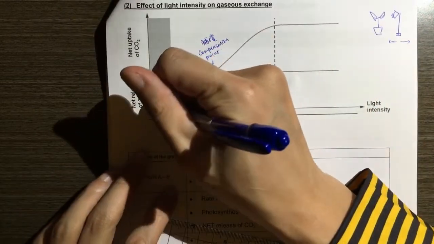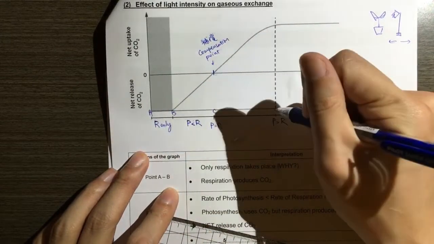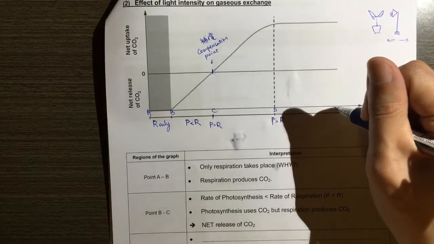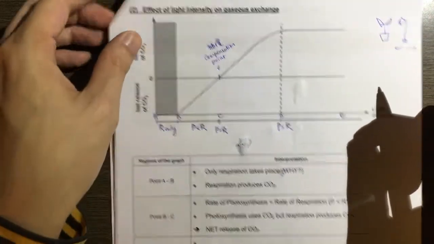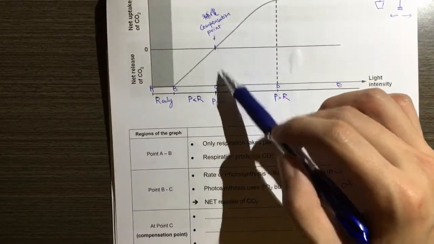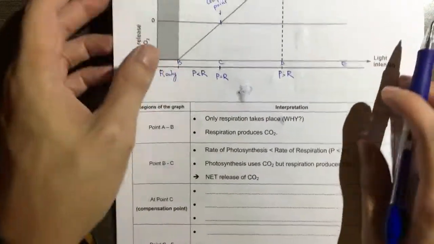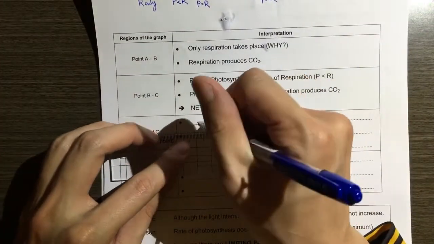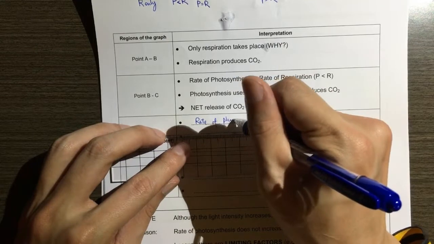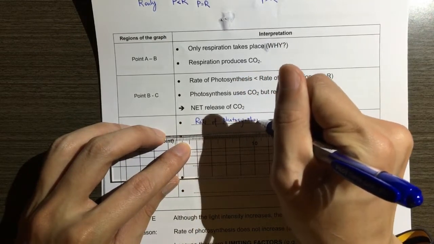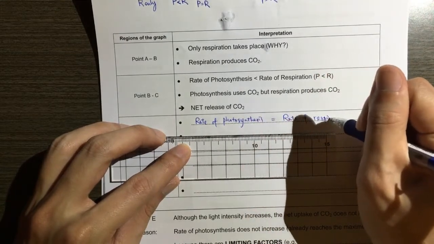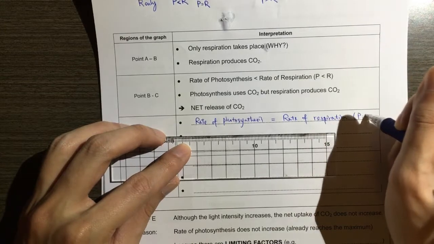Here A, B, C, D, E means these. A, B, C, D, E, okay? All right, so let's pick point C as an example and see how we explain all these, okay? So, at point C, the rate of photosynthesis is equal to the rate of respiration. That is P equals R, okay?